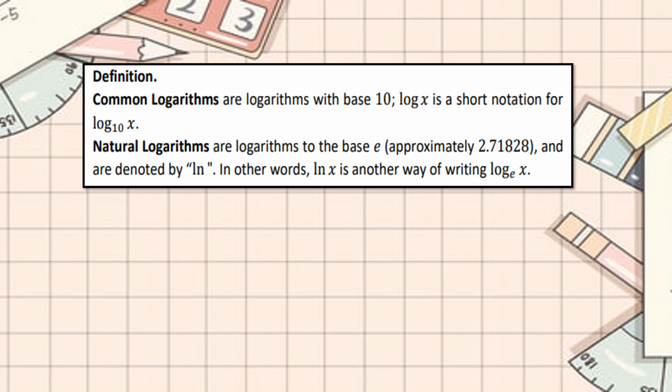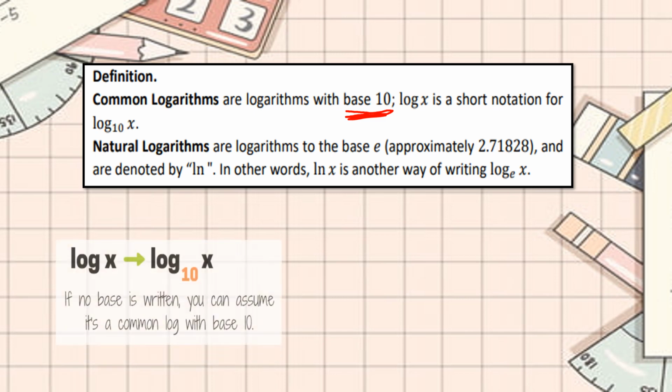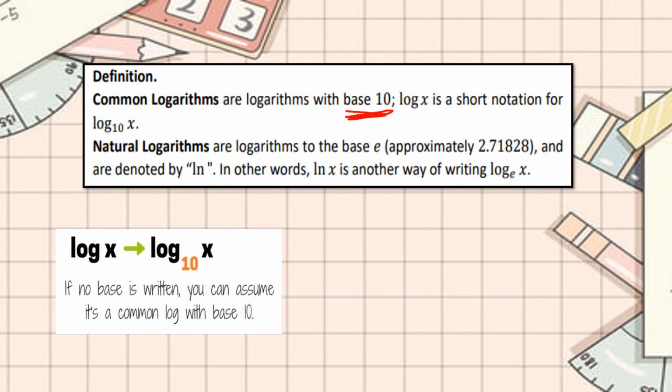Okay, so what are common logarithms and natural logarithms? When we say common logarithms, these are the logarithms with base 10. So, yun yung common base natin, which is 10. Kapag walang nakalagay na base, automatic, that is base 10. For example, ang nakasulat lang is log x. Wala siyang nakasulat na kahit anong base dyan. Automatic, that is base 10.